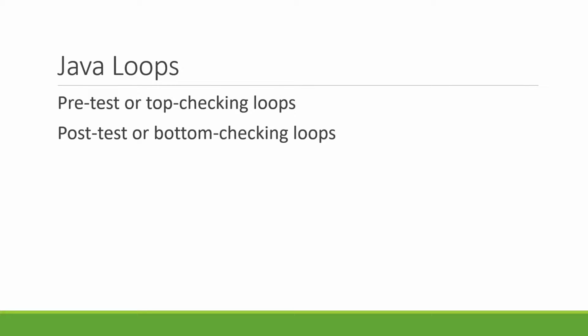Another way we can classify loops is as pre-test or top-checking loops and post-test or bottom-checking loops. This now leads us into learning the syntax of the 3 different loops that we're going to study in Java. The first loop we'll learn is the while loop, which is a pretest or top-checking loop.